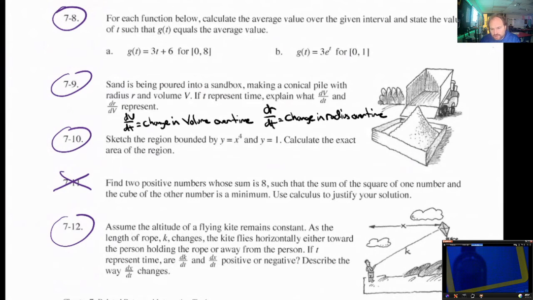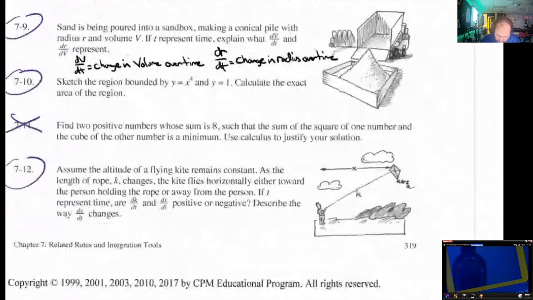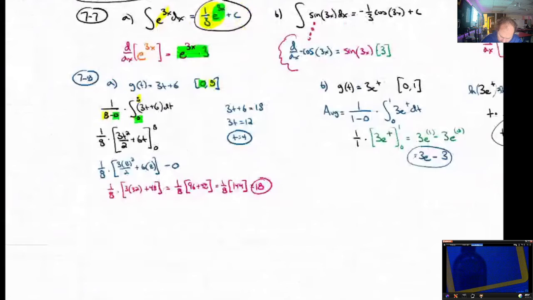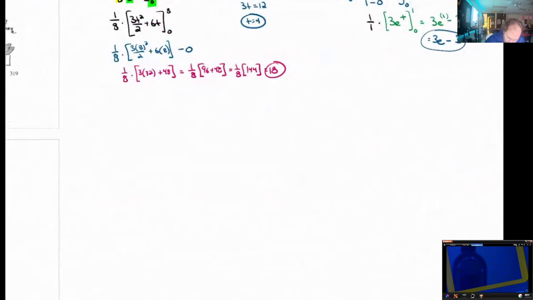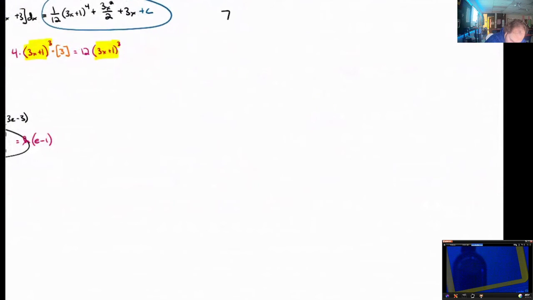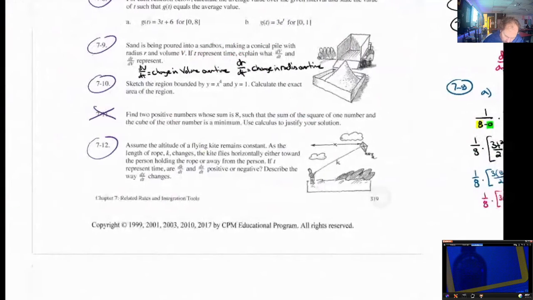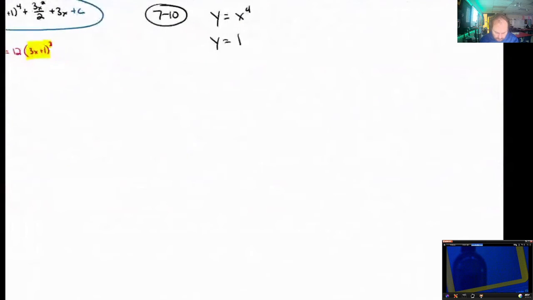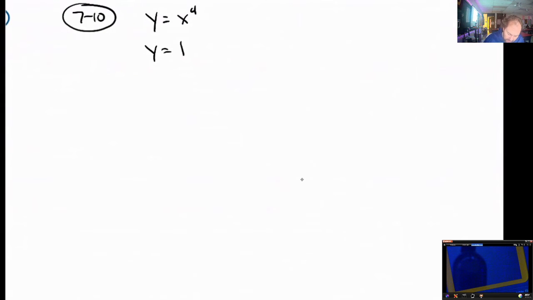7-10, we're going to sketch the region bounded by y equals x to the fourth and y equals 1 and calculate the exact value of the region. I'm going to need some space over here, I suppose. You know, I'm going to keep working down. No, I'm going to go way off to the side here. 7-10. So our functions are y equals, let's see, x to the fourth power and y equals 1. I'm just going to double check that really quick before I get too far into this. Yes. Perfect. So the first thing we need to do is make a sketch of this really quick and just kind of think about how these functions behave.